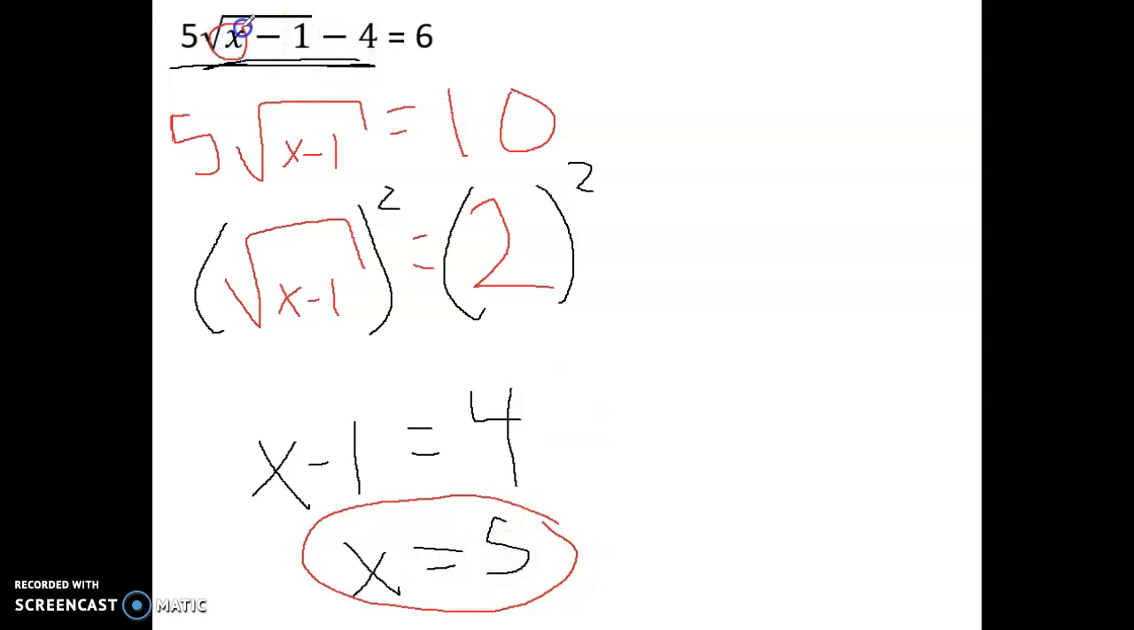Write a 5 in here for x and show that it reduces down to be an equal equation where you get 6 equals 6 on both sides. So plug your answer back in and verify that it actually works.